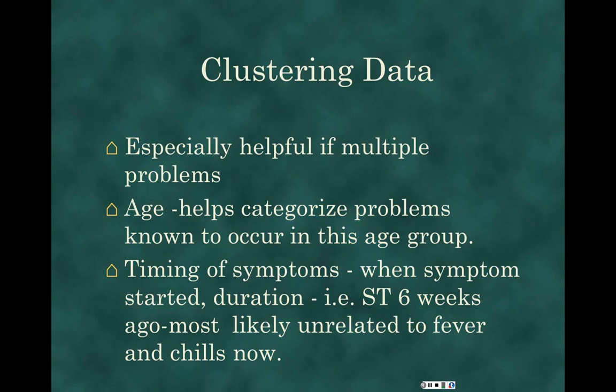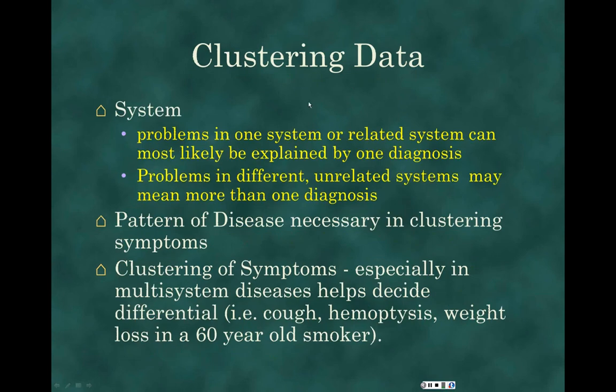Clustering, though, can be helpful, especially if there are multiple problems. Age helps you to categorize problems known to occur in that particular age group, and timing of symptoms helps us in terms of clustering data: when the symptoms started, and the duration. For example, sore throat 6 weeks ago is most likely unrelated to fever and chills now. So we're constantly clustering things.